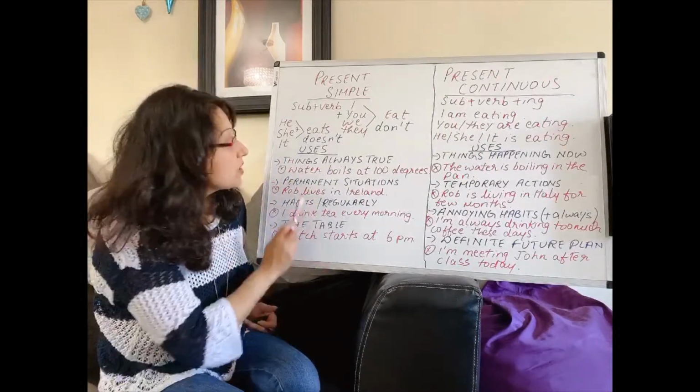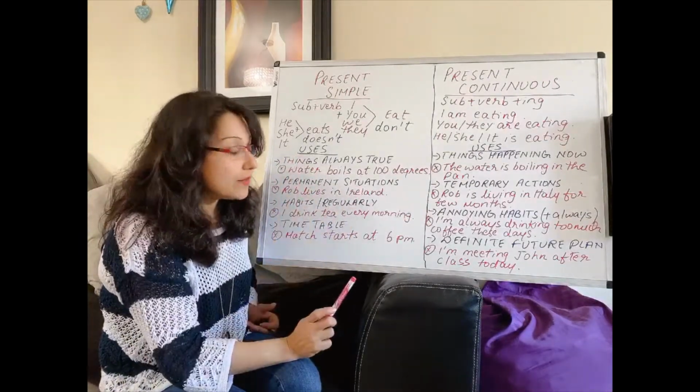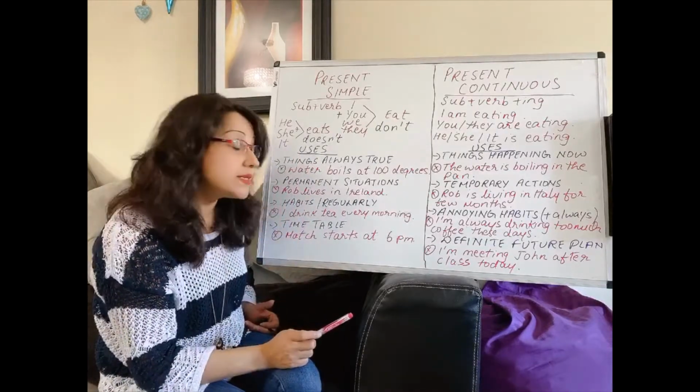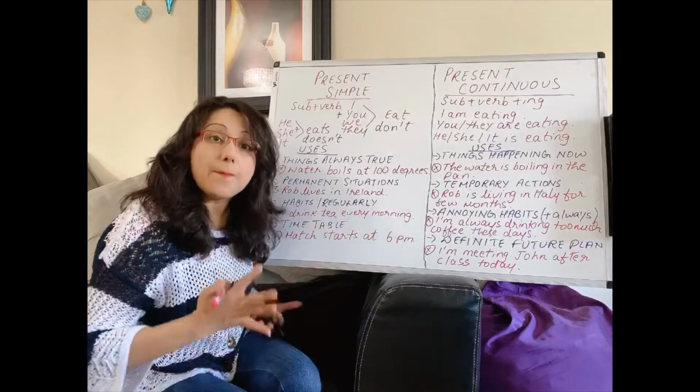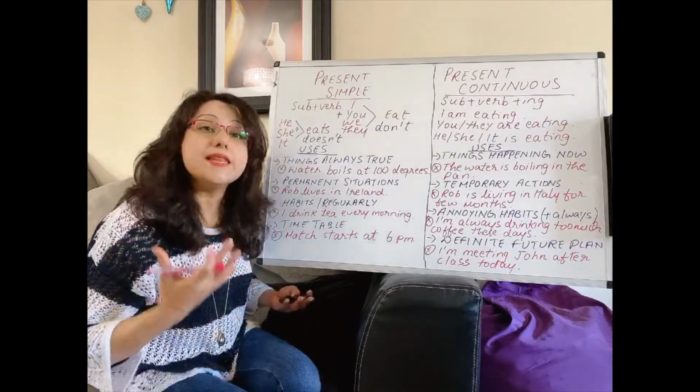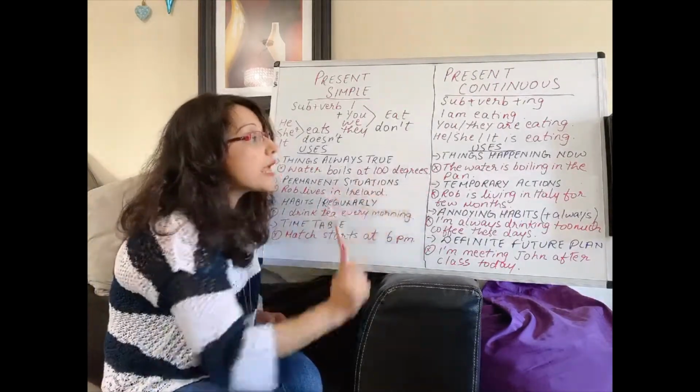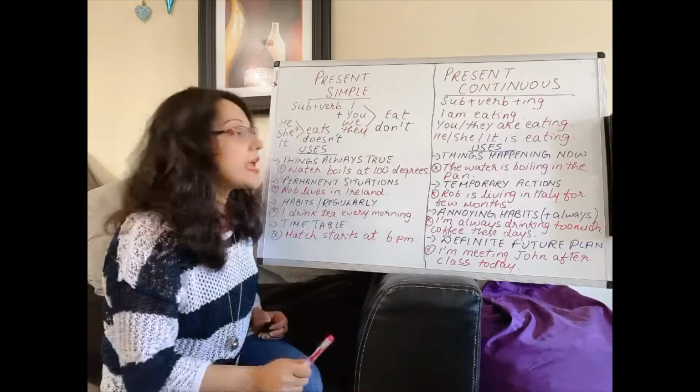Second usage, permanent situations. What I mean by permanent situations: Rob lives in Ireland. This is a permanent situation. This is where he lives. But when you look at present continuous, temporary action.